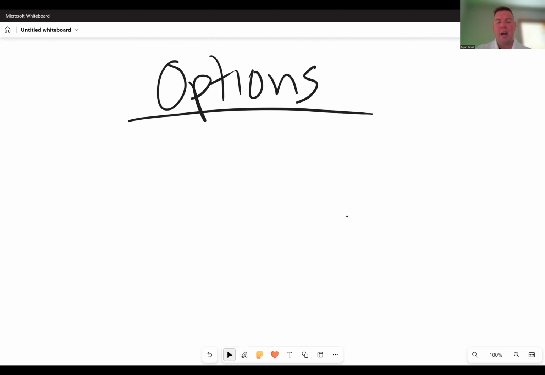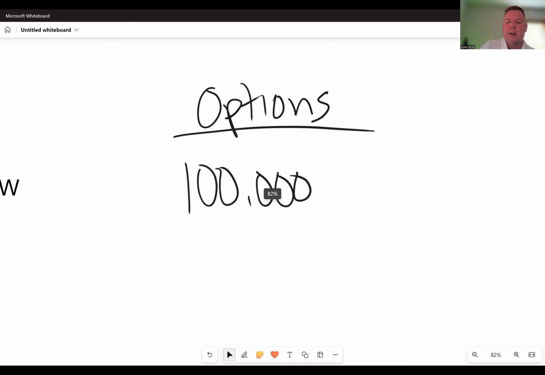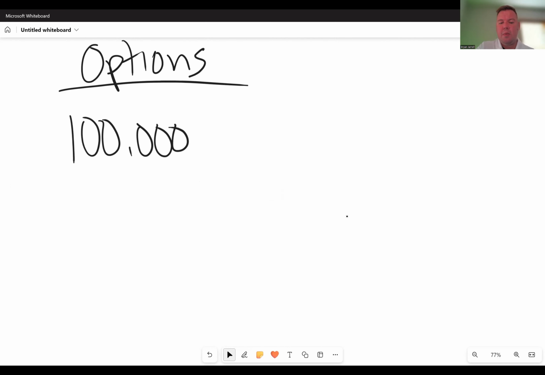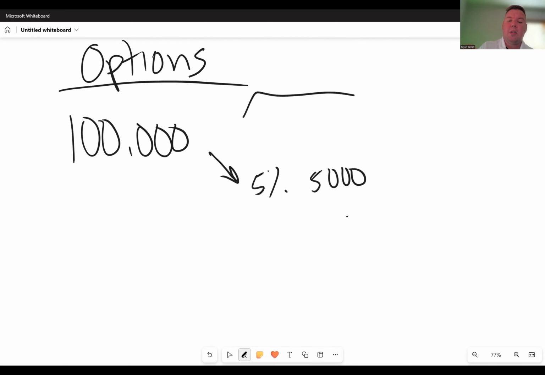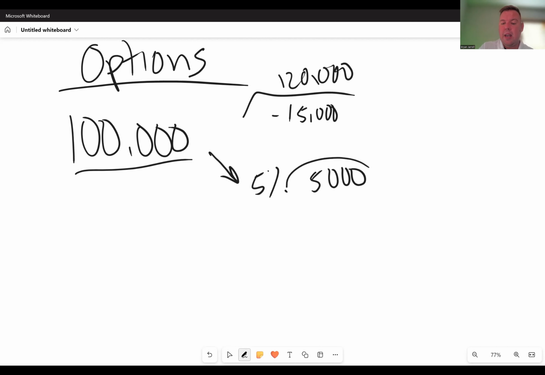Now, as a recap, what an option is: let's say that you have a $100,000 home and you want to sell this house, but you don't want to sell it now, you want to sell it next year. You can sell the option to buy this home for 5% or $5,000. Now, if that house goes up in value to $120,000, you would have to sell that home for $100,000. So therefore, the opportunity cost would be $15,000 because either way, the seller of the options gets to keep the $5,000.